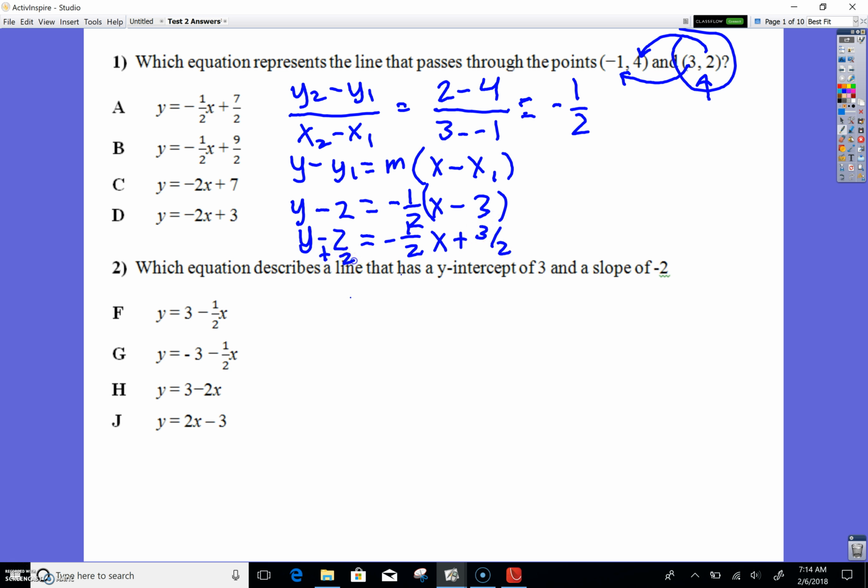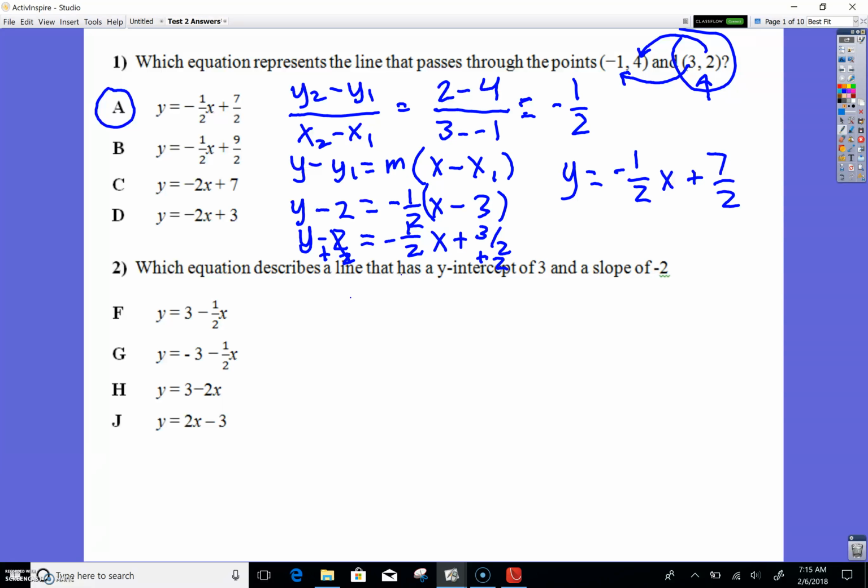Now I add 2 to both sides. I would end up with y is equal to negative 1/2 x plus 7 over 2, which gives me my answer as A. I think that's right. Yes.